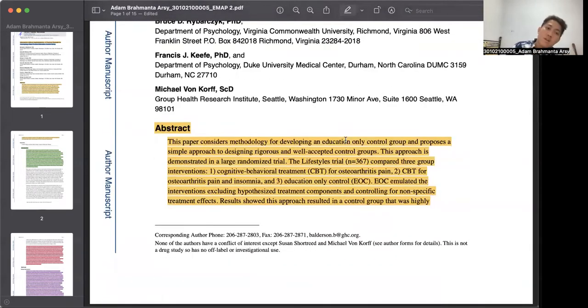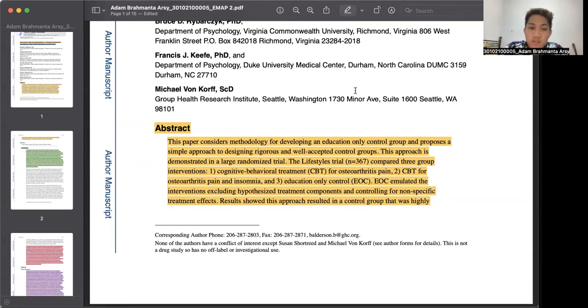From the abstract, this paper considers methodology for developing an education-only control group and proposes a simple approach to designing rigorous and well-accepted control groups. This approach is demonstrated in a large randomized trial, Lifestyle, which compared three group interventions. The first group is cognitive behavioral treatment, or CBT, for osteoarthritis pain. The second group is CBT for osteoarthritis pain and insomnia. And the third group is education-only control, or EOC.